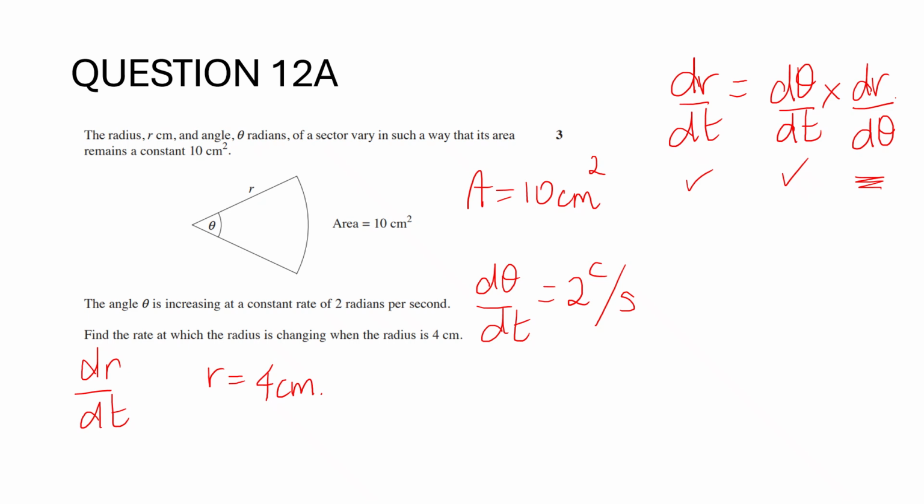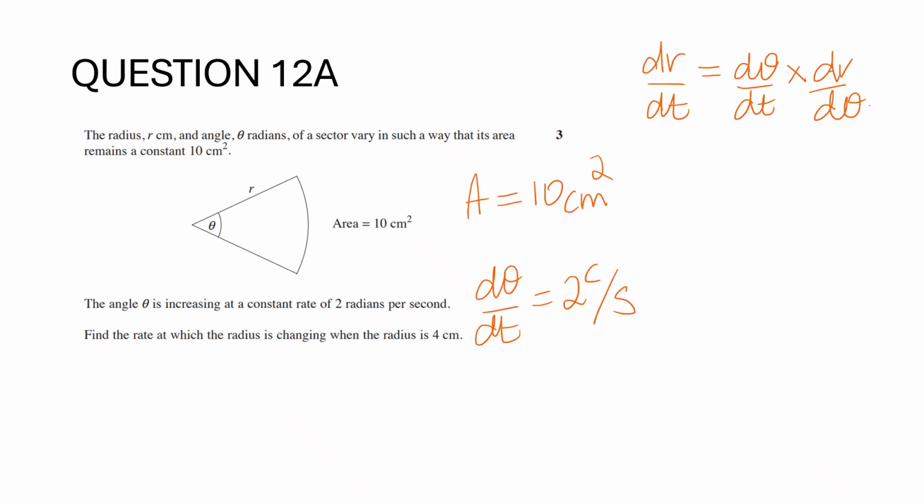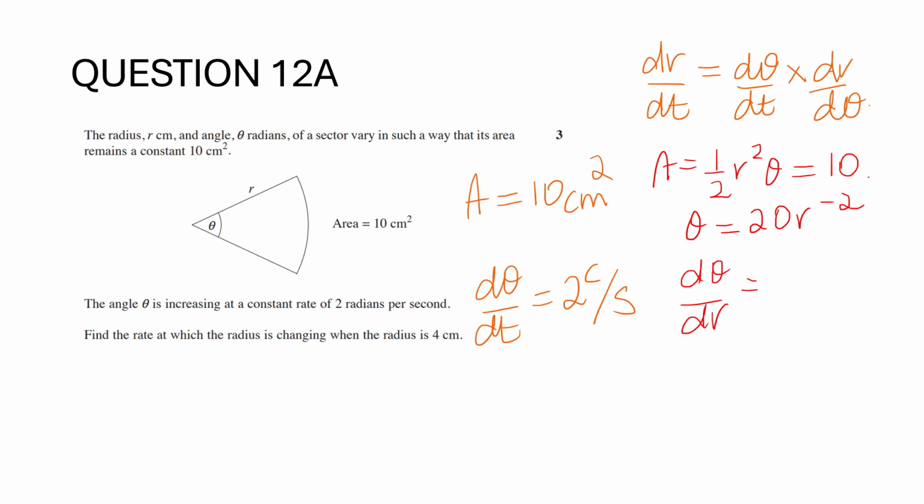So we're going to need an equation for r in terms of theta. And we're going to get that from the area of sector. Area of a sector is a half r squared theta, and we know that's always equal to 10. Making theta the subject, we have got 20r to the negative 2. d theta dr is equal to negative 40r to negative 3. We actually don't want d theta dr, we want dr d theta, so let's invert both sides. It's equal to negative r cubed on 40.